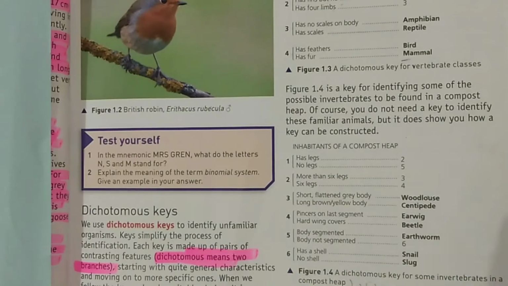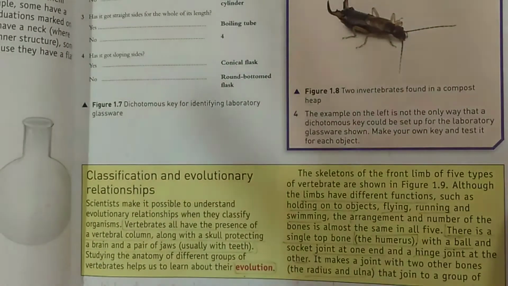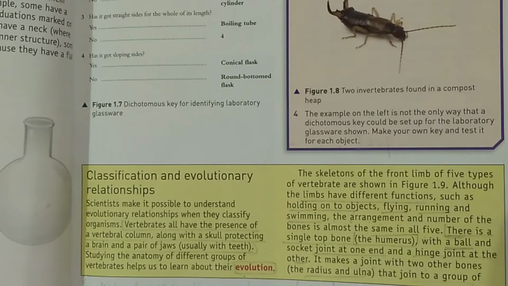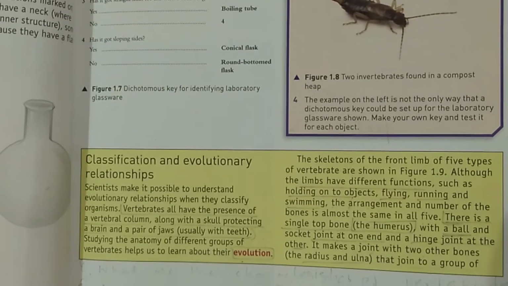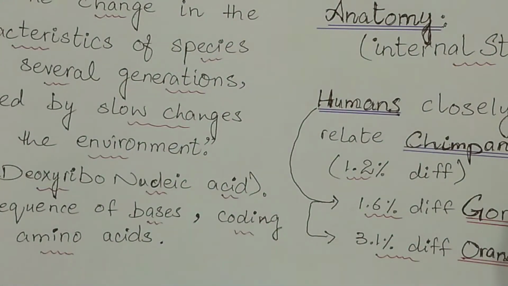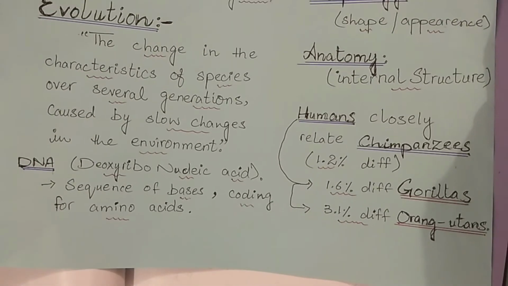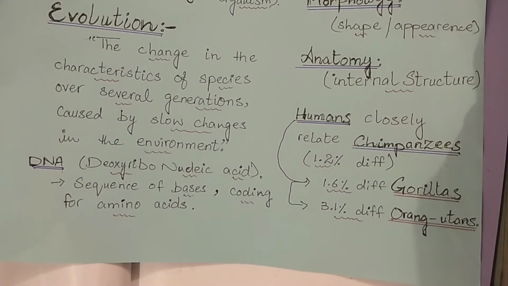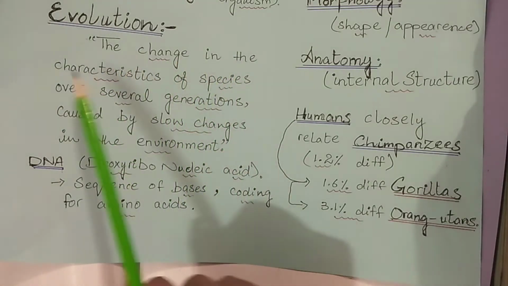This is done. Now we move to the topic we have to study today, classification and evolutionary relationships. First we have to know what evolution is, how it happens, and how we know that these organisms are evolutionary organisms. Basically, what is evolution? Evolution is the change in the characteristics of species.